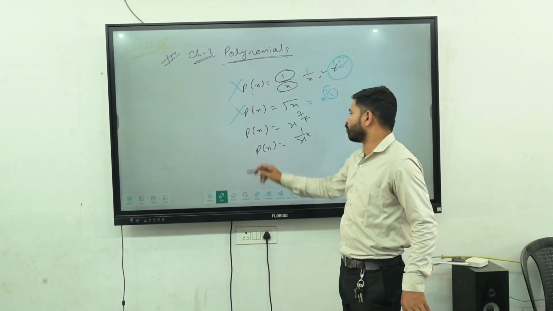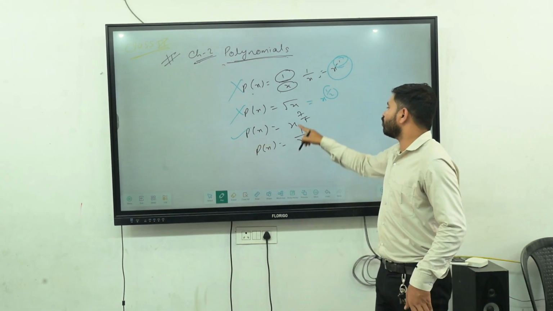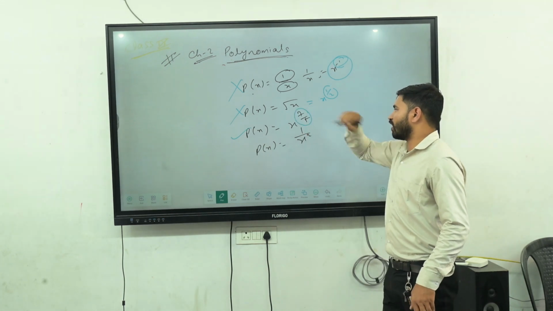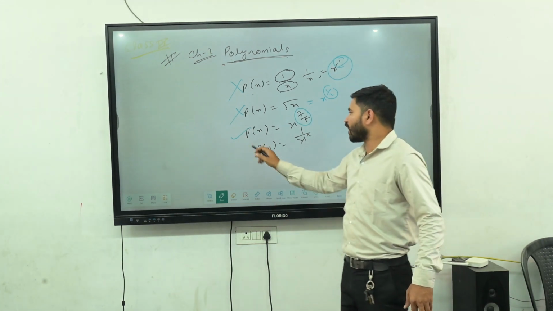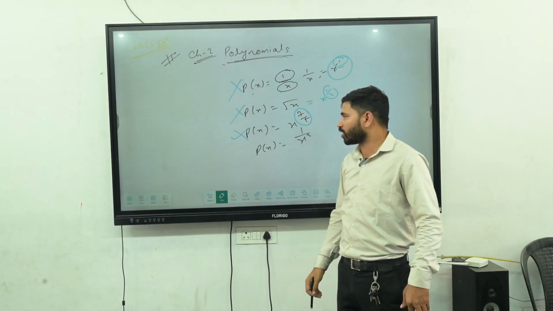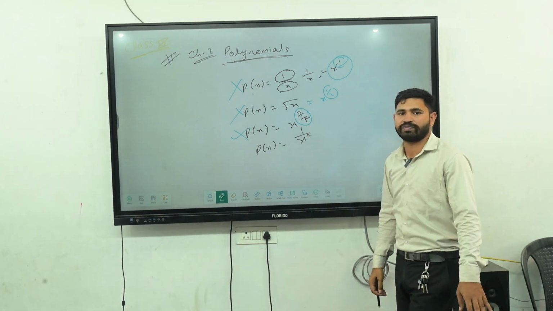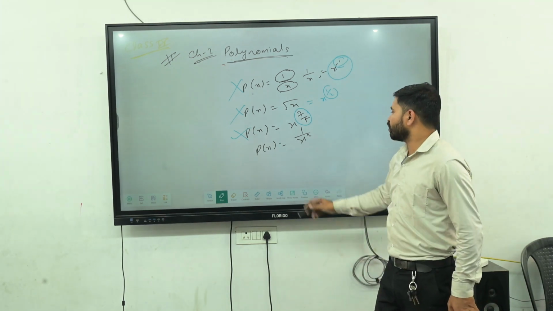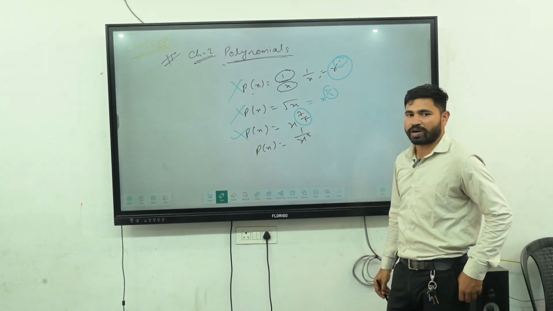Again, see the next term, p(x) equals x to the power 7 by 5. This is also not a whole number. That's why we do not consider p(x) equals x minus x to the power 7 by 5 as a polynomial. Again, p(x) equals 1 by x to the power 2.